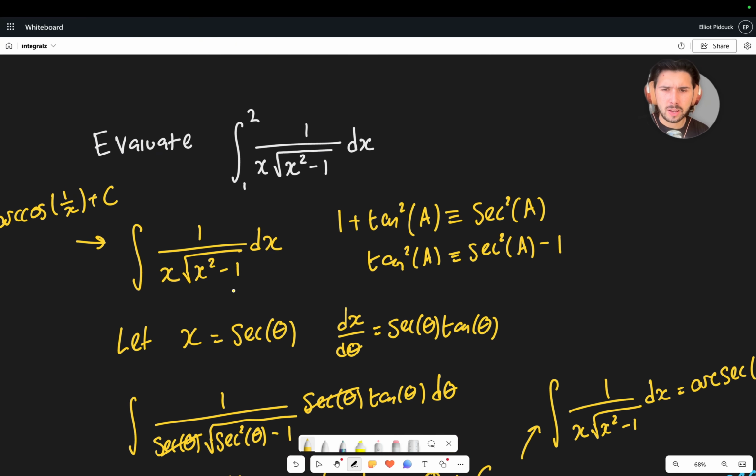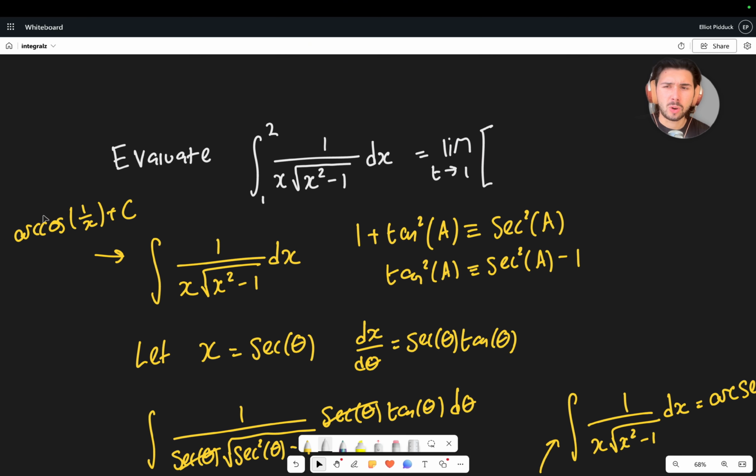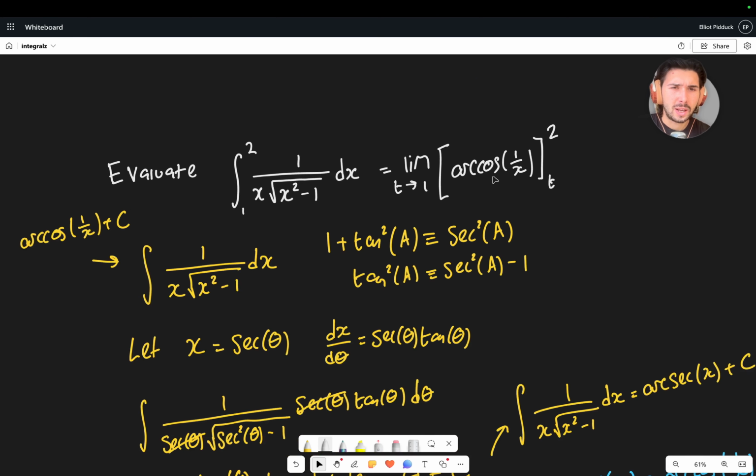Okay, now that we've done all the heavy lifting there, we can then just evaluate it because it's actually the integral from 1 to 2. So now we're coming back to this. So this is equal to, and again, we have to treat it as an improper integral because when x is 1, we're dividing by 0. So it's an improper integral. So we need to rewrite this as the limit as, let's say, t approaches 1 of what this evaluates to, which we now know is arc cos of 1 over x. So we've got arc cos of 1 over x evaluated from t to 2. Okay, 2 is fine. 2 doesn't cause any problems, but 1 does. So we have to take the limit like this.